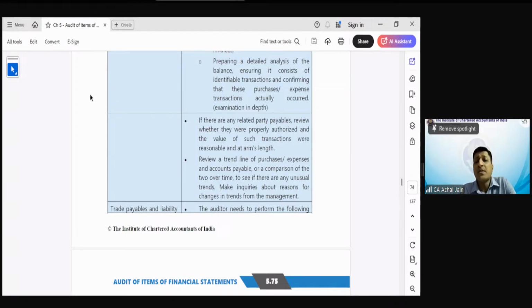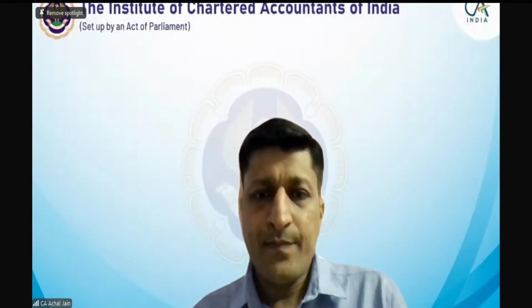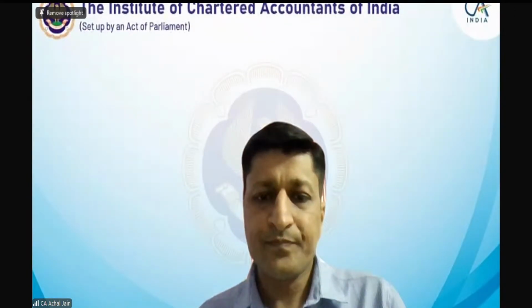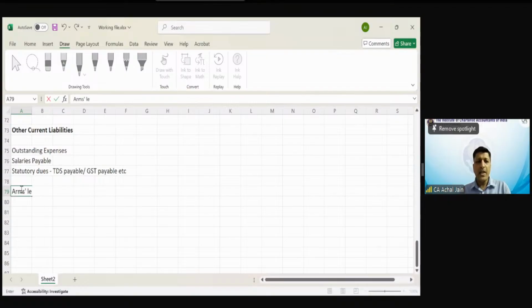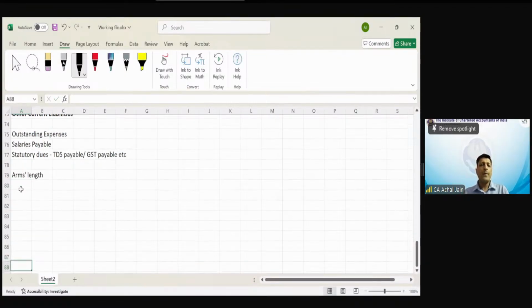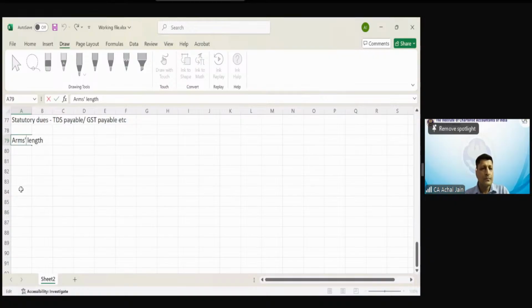Sahil is asking, what is arm's length? See, let's take an example to discuss this. Let me just go to one working sheet. What is arm's length? In very simple terms, it is about ensuring whether the transaction has taken place at fair value or not.